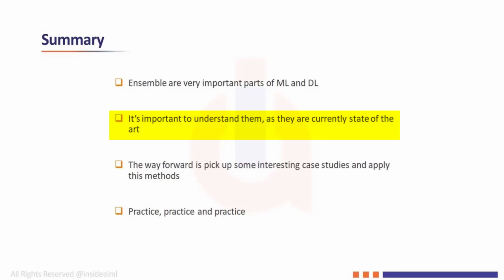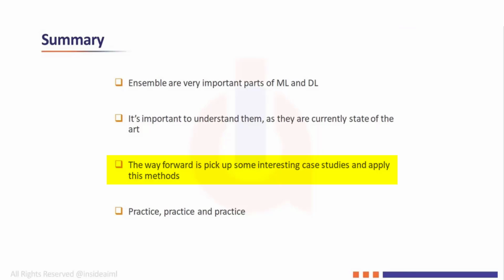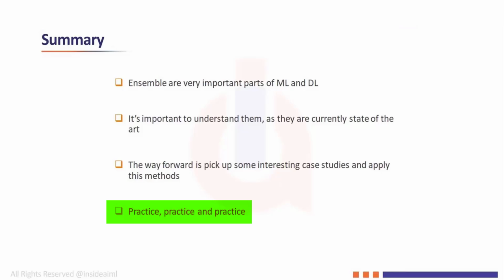So if you are thinking of any high performing solution, ensembling is one of the easiest ways to improve the accuracy of your model. Okay, and so I hope you got a good understanding. I tried to give you the codes also. The way forward, of course, for you will be to pick up some data sets and try your hand on different kinds of models, and of course then practice, practice, and practice.